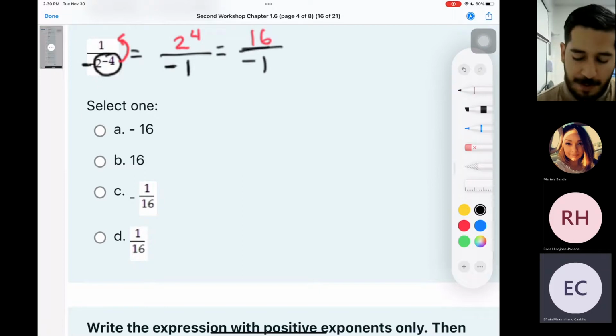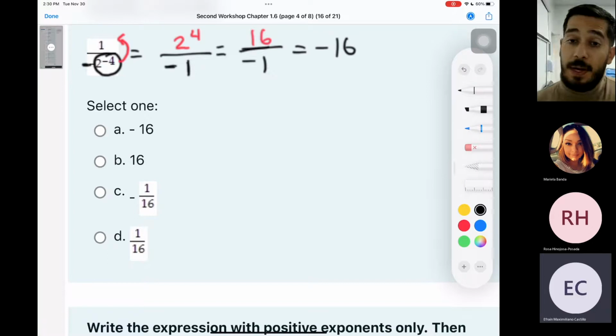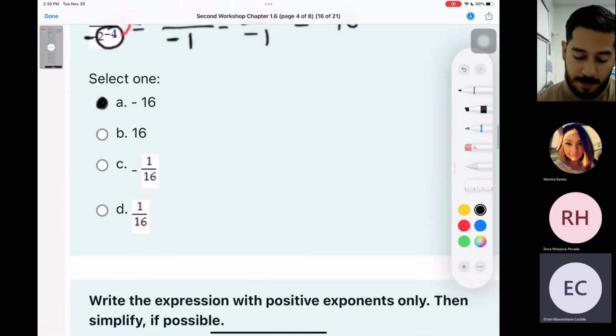And on the bottom of my fraction, I have a -1. So dividing a positive by a negative number is going to give me a negative result. So the result is -16.